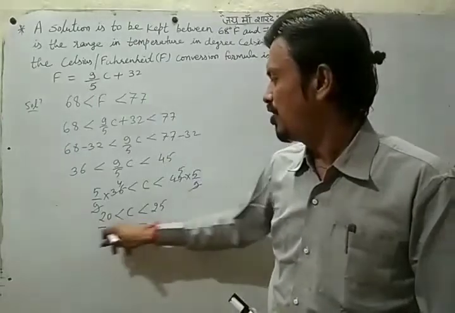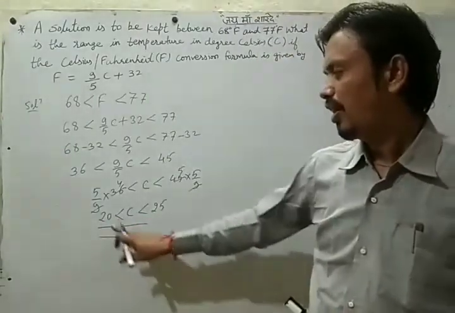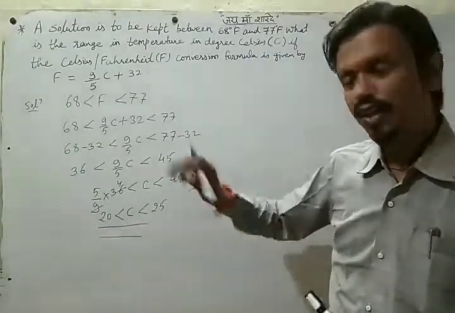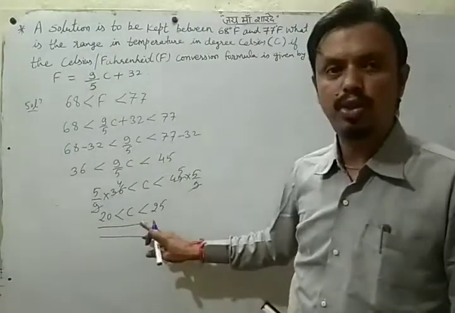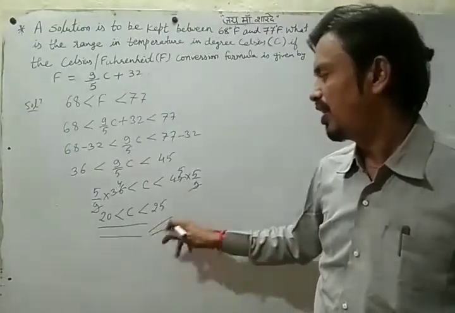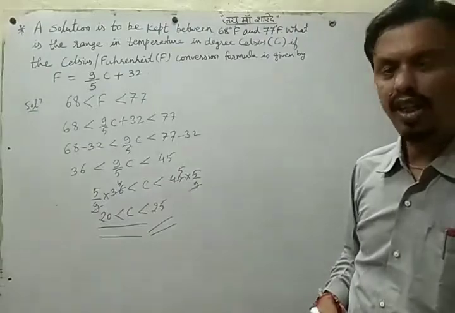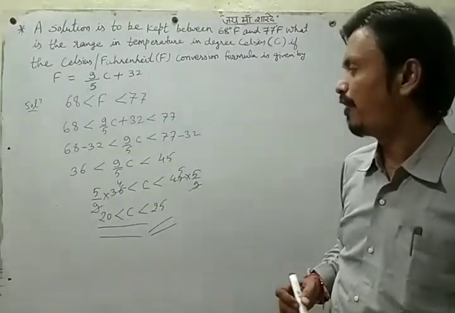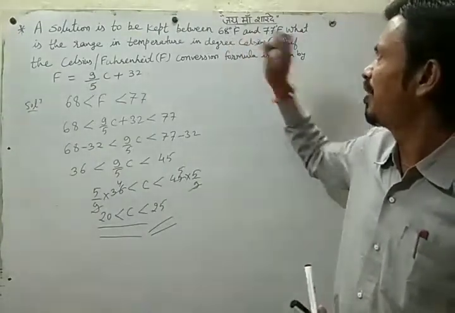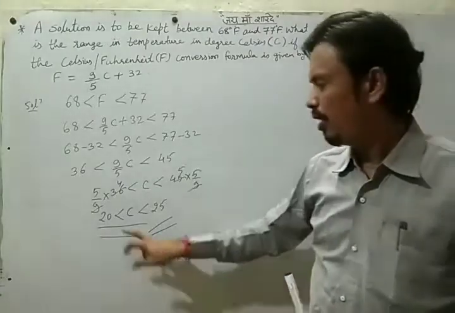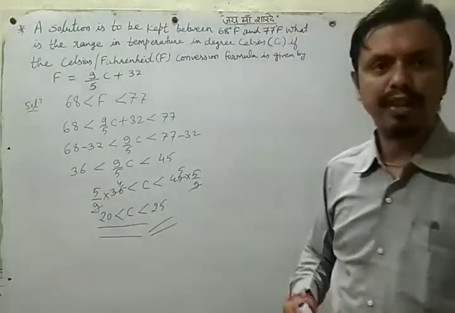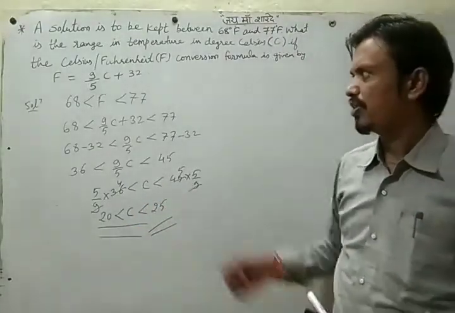So what should be the range in degree Celsius? Between 20 degree and 25 degree will be our range in Celsius. So if the solution is kept in Fahrenheit between 68 and 77, then in Celsius it will be between 20 and 25. Okay, note down this.